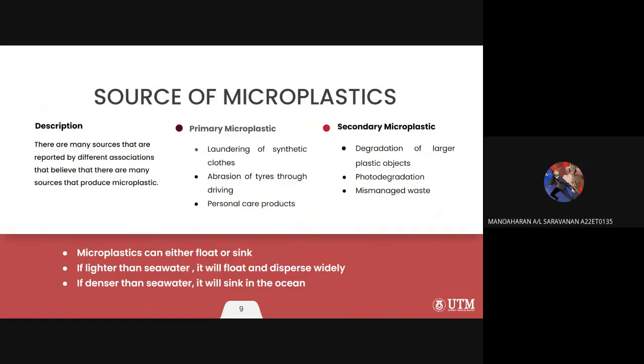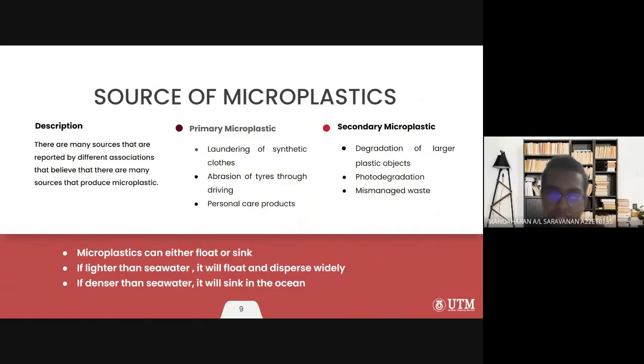Okay, for the source of microplastics, there are many sources reported by different associations that believe there are several sources that produce microplastics. Microplastics can be divided into two, which is primary microplastic and secondary microplastic. Primary microplastic is caused by the laundering of synthetic clothes, abrasion of tires through driving, and personal care products. Secondary microplastics are caused by degradation of larger plastic objects, photo-degradation, and mismanaged waste.